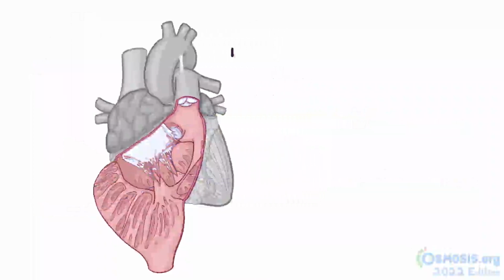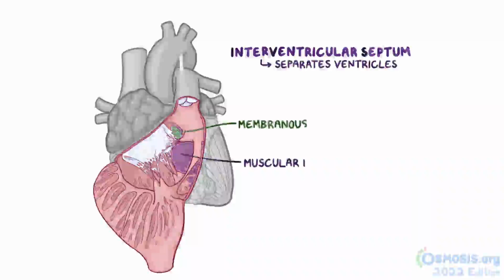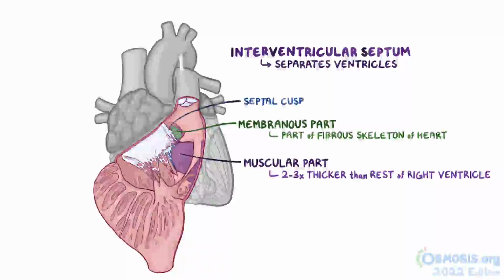Hang in there. The interventricular septum, or IVS, separates the two ventricles and forms a part of the wall of each ventricle. It's made up of muscular and membranous parts. Now, the muscular part of the IVS is mostly part of the left ventricle, so it's 2 to 3 times thicker than the rest of the right ventricle. The membranous part is a thin membrane that's part of the fibrous skeleton of the heart, and it's located superiorly and posteriorly. On the right side of the IVS, the septal cusp of the tricuspid valve attaches to the middle of the membranous part.